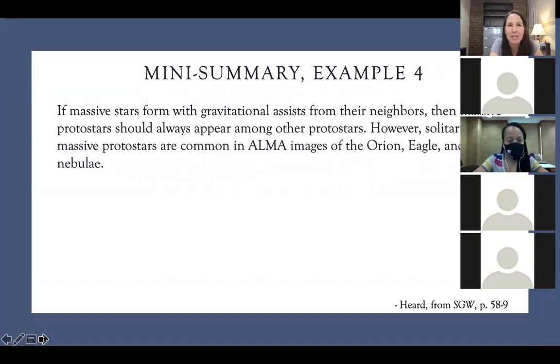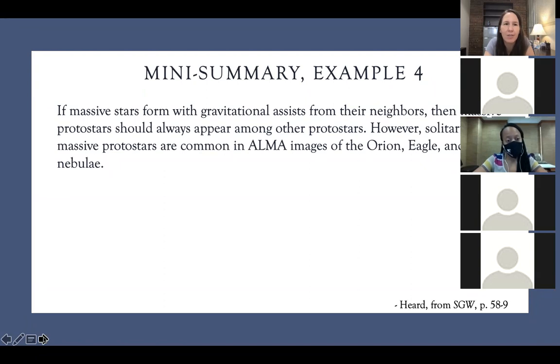So here's the final mini summary we're going to look at. If massive stars form with gravitational assists from their neighbors, then massive protostars should always appear among the other protostars. However, solitary massive protostars are common in ALMA images of the Orion, Eagle, and Carina nebulae.